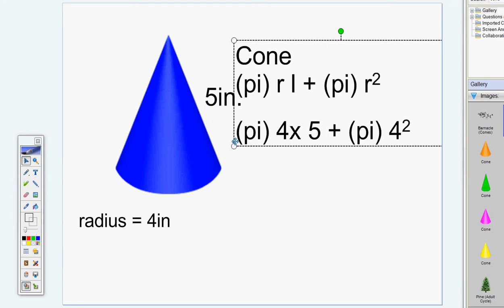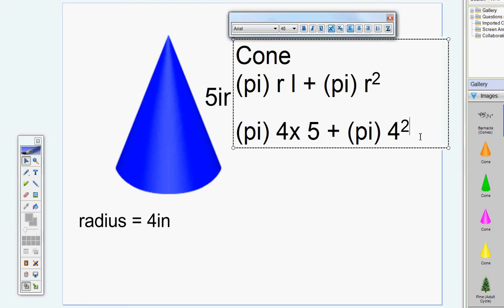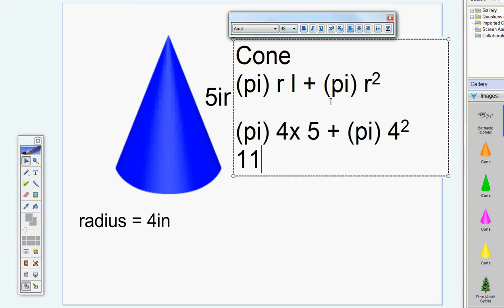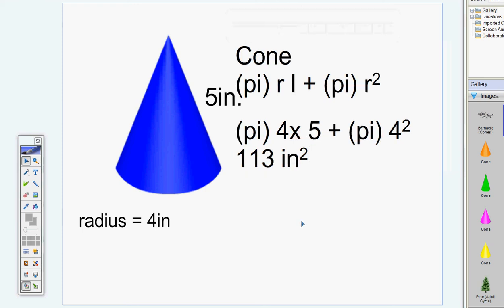I get 113. So at 113 inches squared. And so now we've covered all the shapes we've been dealing with. And then we see the surface area right there of our final shape.